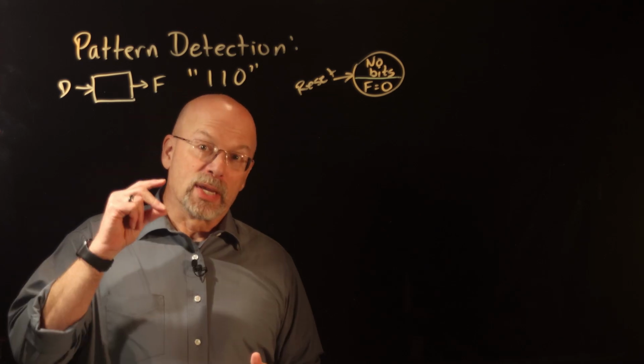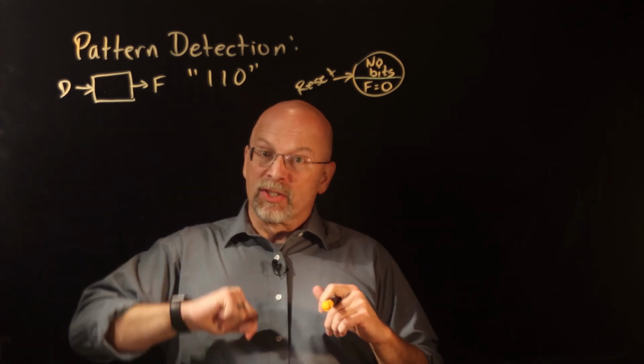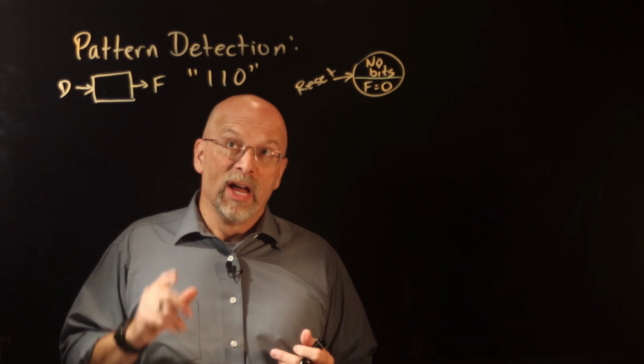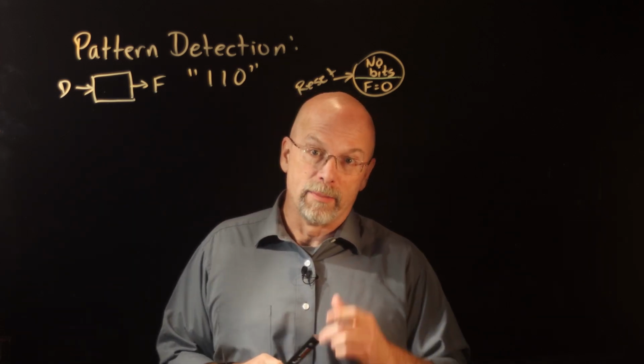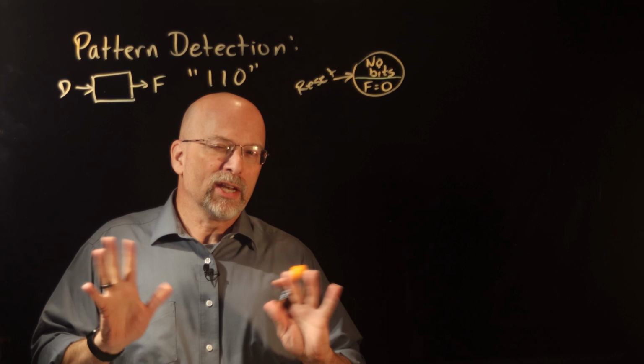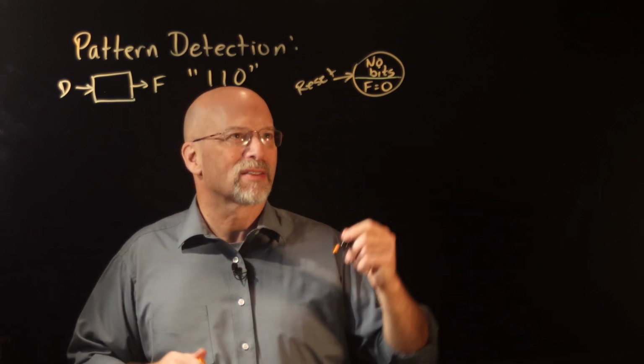All right, now we get a clock pulse, and a D comes in, and the D is either a 1 or a 0. Now, our pattern starts with a 1. So if we receive a 0, we know we still don't have any bits of the pattern.